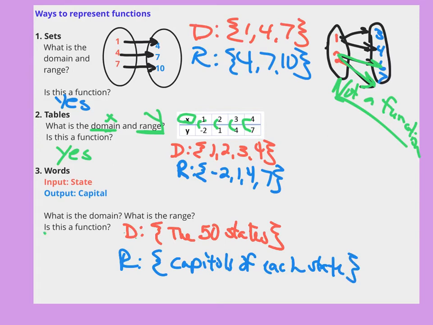Now, does this represent a function? Does every state have exactly one capital? If we went through all of our states, we would see that for each state we have exactly one capital. So yes, this here is a representation of a function.